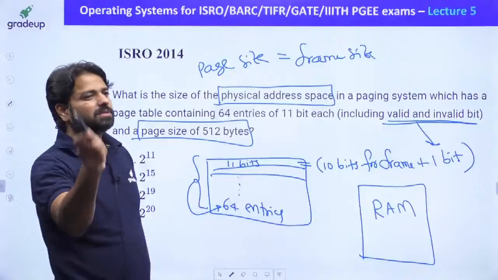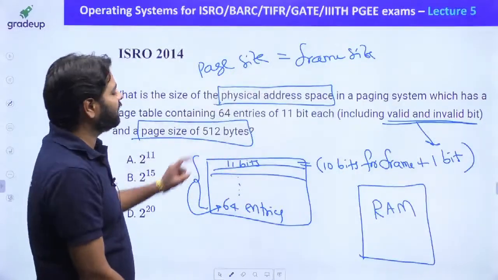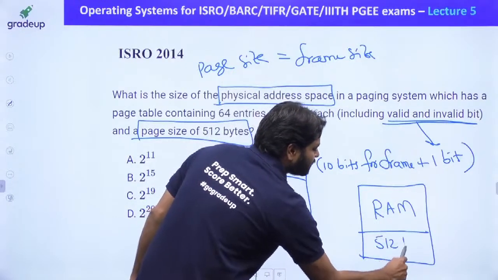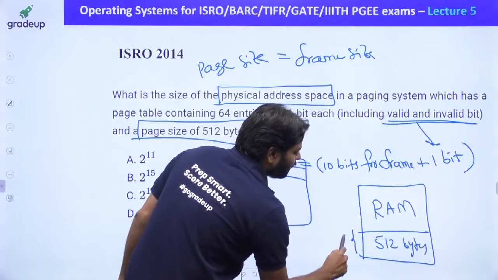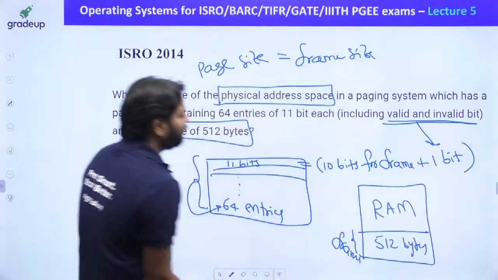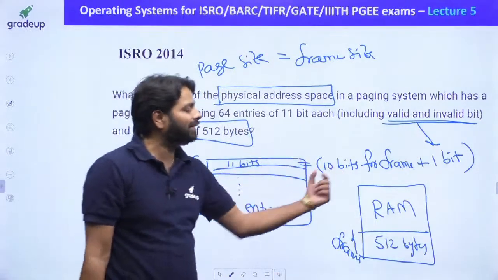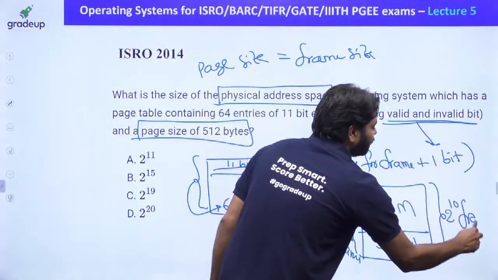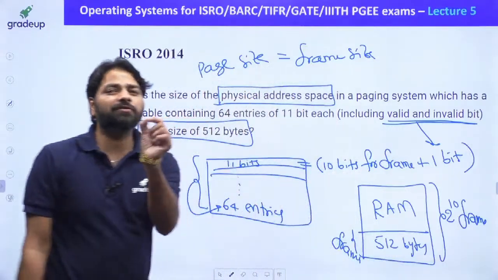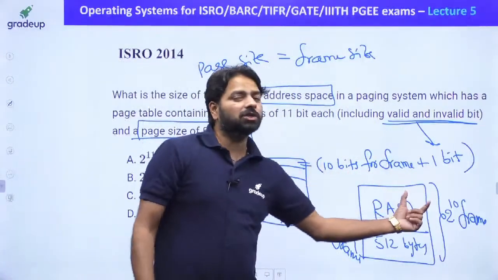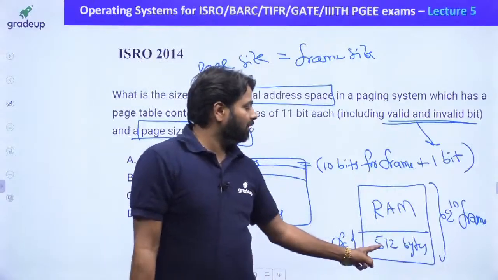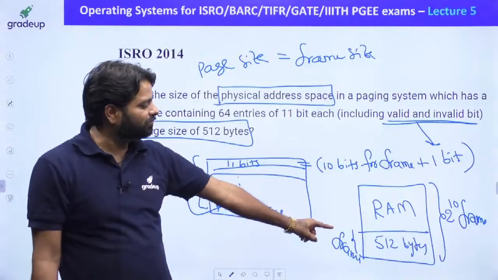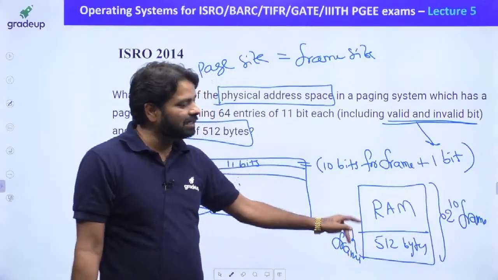Nothing but number of frames into the frame size. Frame size is already given, 512 bytes. Each frame is 512 bytes. This is a frame, let's say. This is a frame. And how many such frames? Already out of 11 bits, 10 bits are there. So 2 power 10 frames are there, because these 10 bits are used to refer the frame number. So 10 bits to refer the frame, and how many bits do we have here? 512 bytes, right? So 9 bits to refer inside the frame.